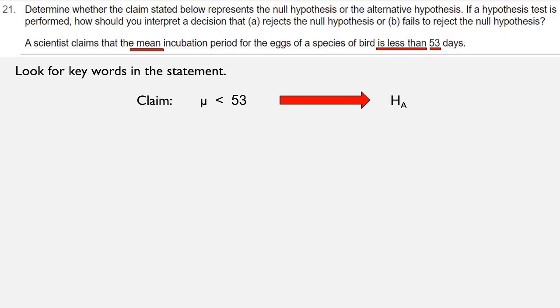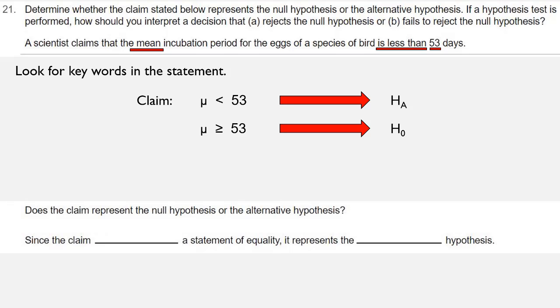So for the complementary pair, for the less than symbol, the other one is going to have the greater than or equal to symbol. So the other claim is that mu is greater than or equal to 53, which is the null hypothesis. So does the claim represent the null hypothesis or the alternative hypothesis? Well, the claim that was made by this scientist was the alternative hypothesis. So since the claim does not contain a statement of equality, it represents the alternative hypothesis. So that's our first question.